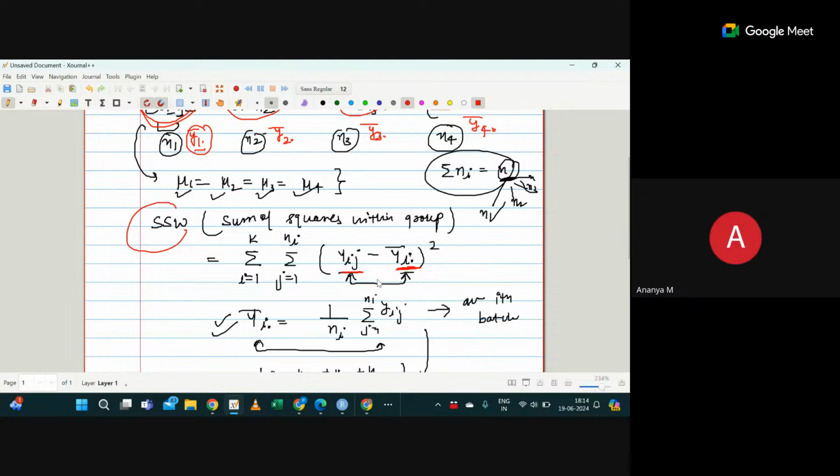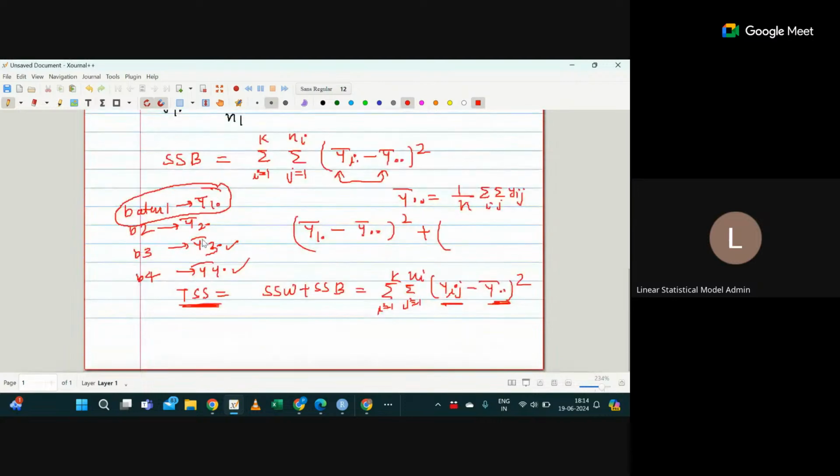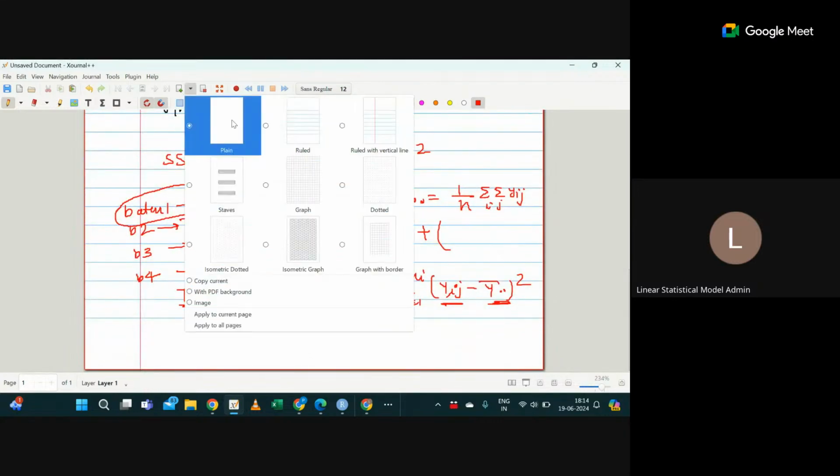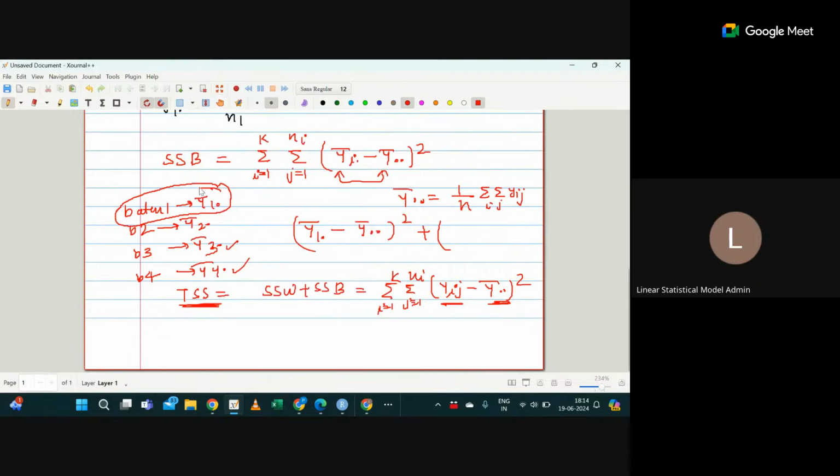See, you will check within group for all groups. You will check what the sum of squares within group is for all batches. It should be as minimum as you can get. Those things are not involved here actually.